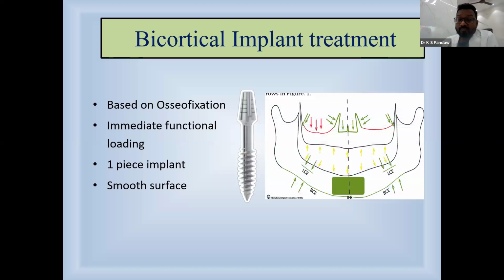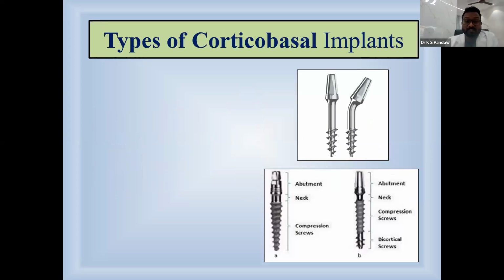It is called bicortical because it engages both of the cortices. The alveolar ridge is the first cortical. The second cortical, in the mandible, is the mylohyoid or the intermental bone, or in the maxilla you can say the nasal septum. So this bicortical implant engages both the first cortical and second cortical. Therefore, we can use this implant for immediate functional loading, and they are one-piece implants.